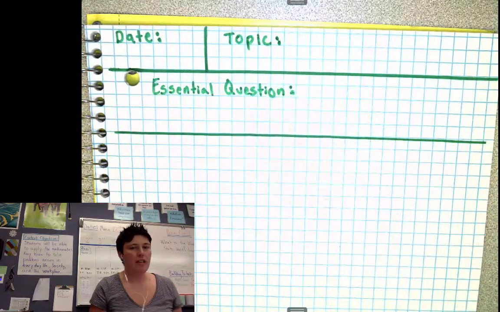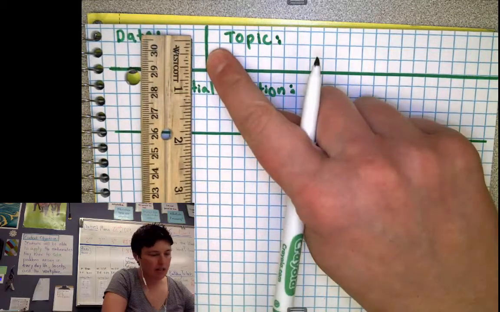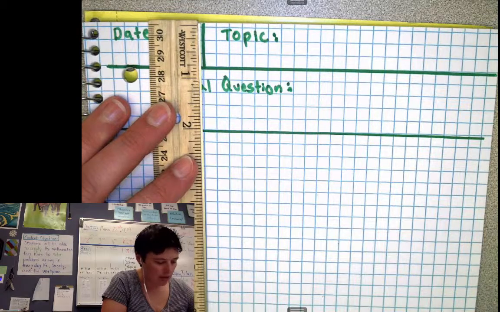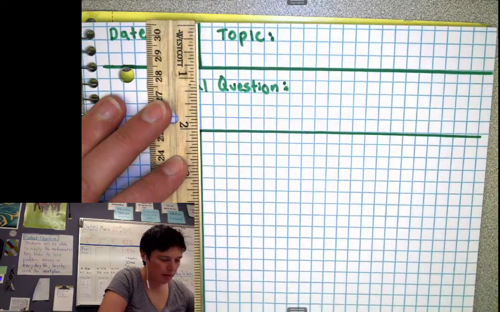And I'm not done. I need to do one more thing. I need to divide my paper on the side over here. So I think I'm going to line up with this line with my ruler, and I'm going to go all the way down the page to the bottom of the paper here. So kind of like this.